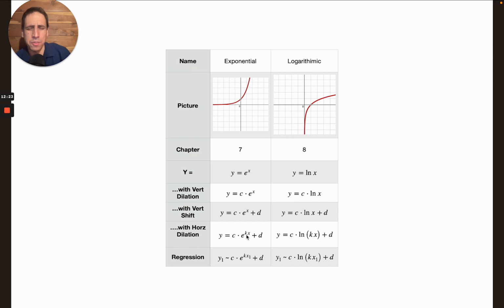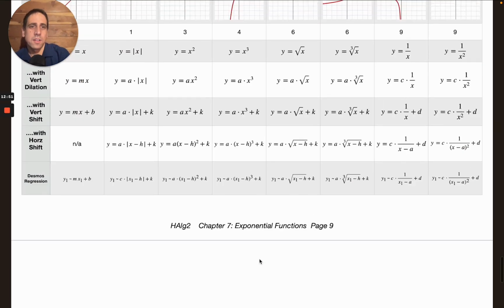If you remember from the word problems that we were doing, the interest rate would be exactly where you would put k. So we're going to put a horizontal dilation. We're going to allow Desmos to horizontally dilate things. So you can say, Desmos, I've got all this x1, y1 data. Give me the c, k, and d values that allow this exponential curve to fit my data as closely as possible, which I believe is exponential in nature. So there it is.